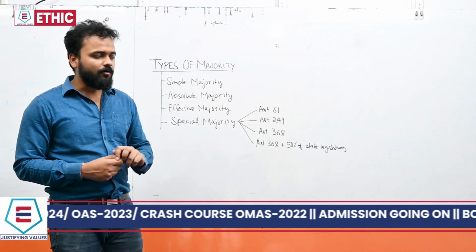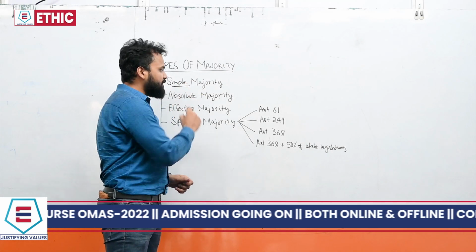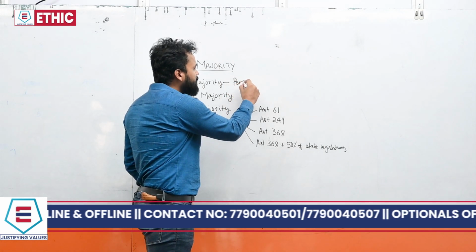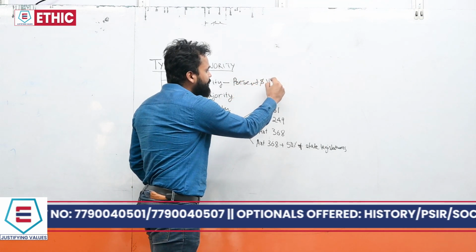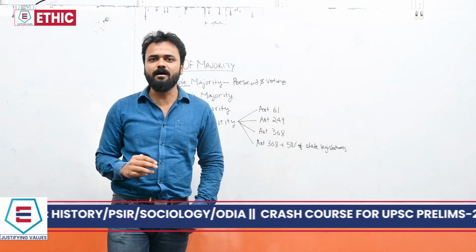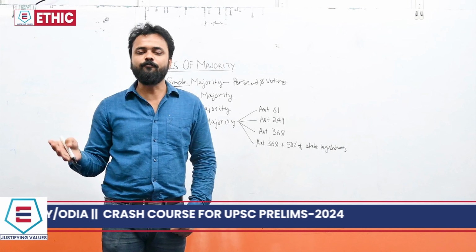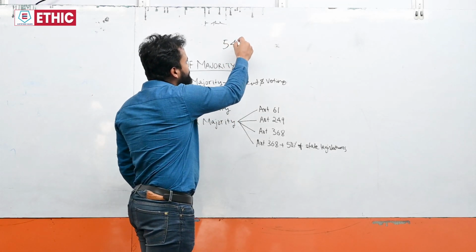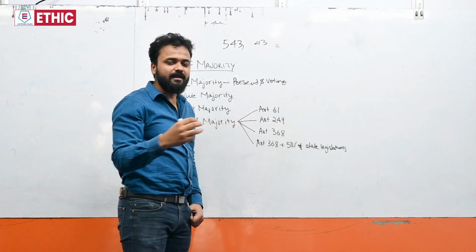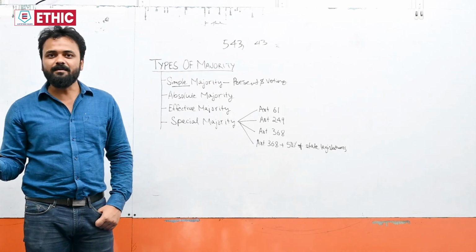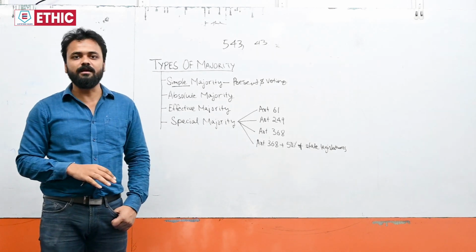So we'll begin now. First is simple majority. It is nothing but the majority of all members present and voting. That means, suppose the total membership of Lok Sabha is 543 and 43 among them are absent. 543 is the total membership, 43 are absent, remaining are 500. From those 500, 100 members are abstaining from voting.